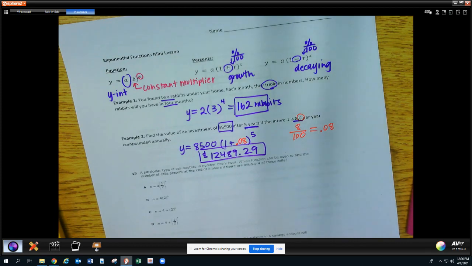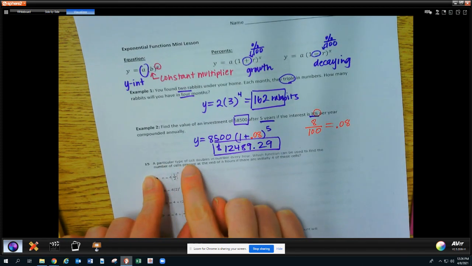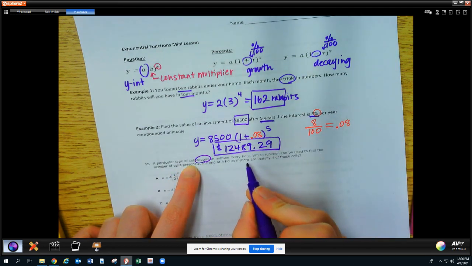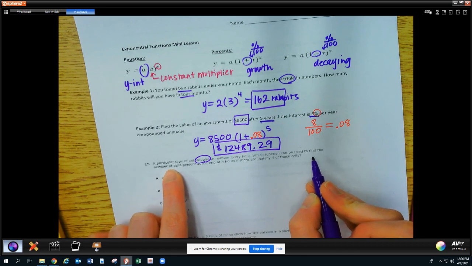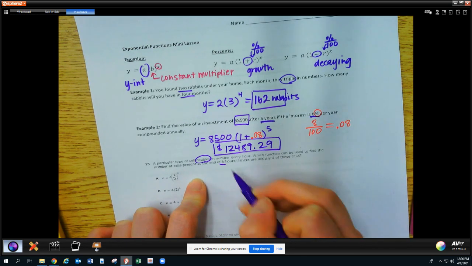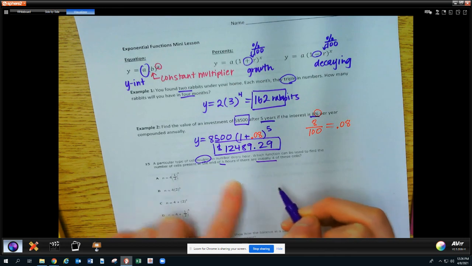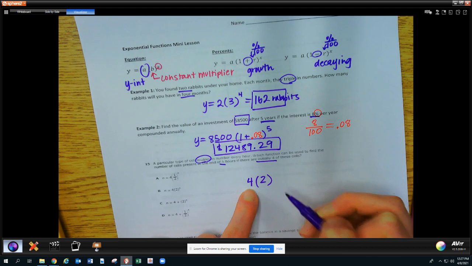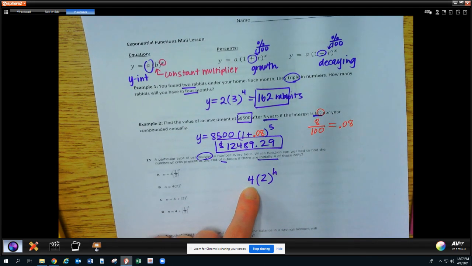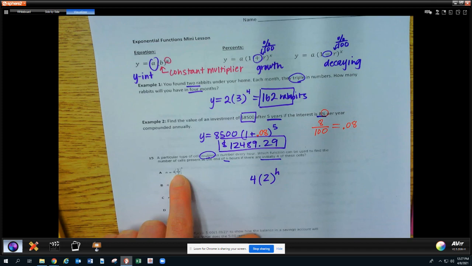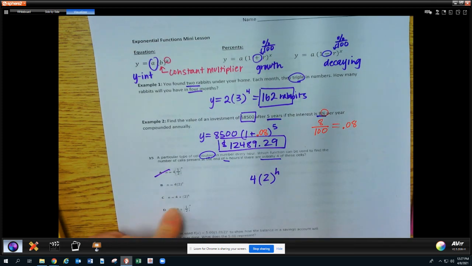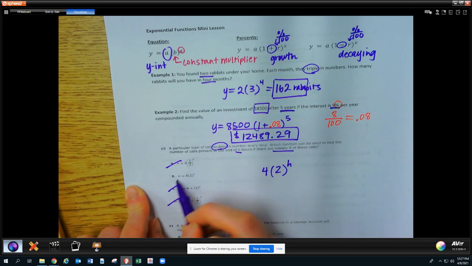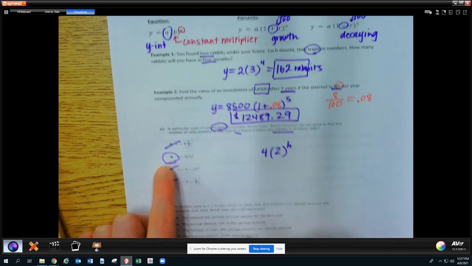All right, this is a STAAR question. A particular type of cell doubles in number every hour. Which function can be used to find the number of cells present at the end of h hours if there are initially 4 cells? So our a value is 4, our constant multiplier is 2, and then our exponent is h hours. If they put a 1/2 here, we're not cutting in half. Here they're trying to add 1/2. So obviously B would be our answer.